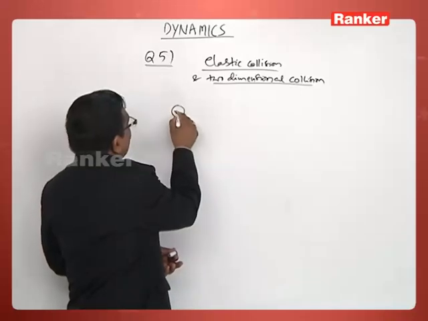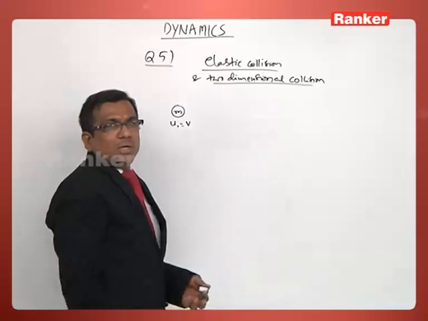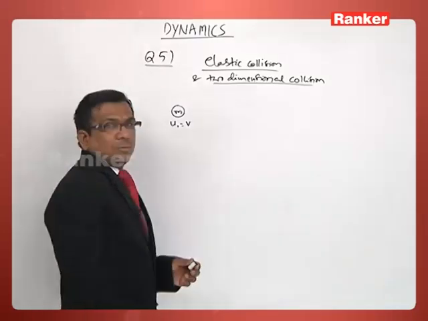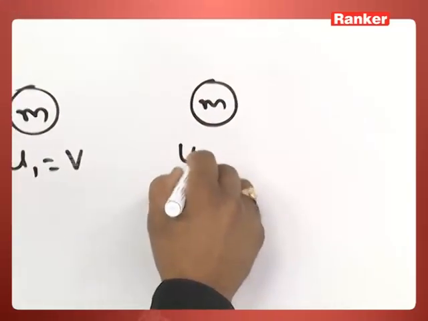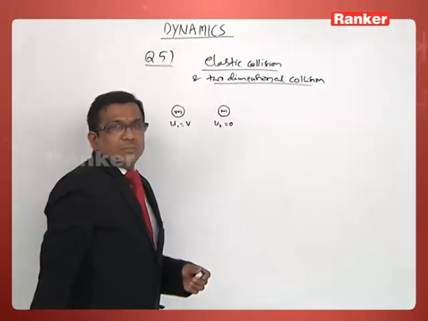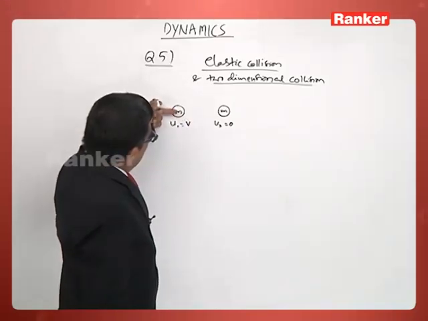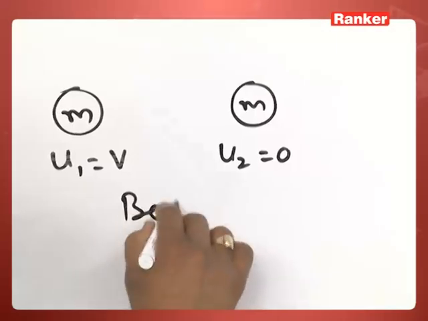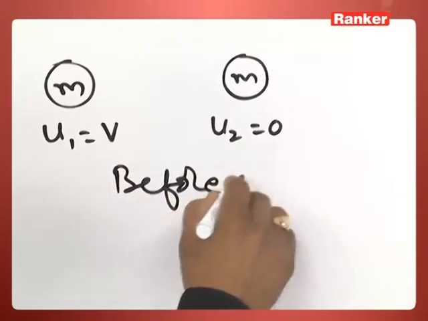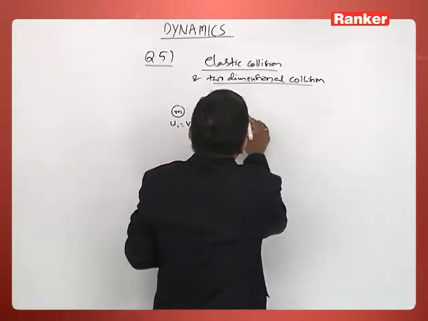This is a particle of mass m. It is moving with a velocity say v. Before collision we call it velocity u1. So u1 is equal to v. It is colliding with another particle at rest. This particle is at rest. If suppose it is a one-dimensional collision, after collision both will move along the same line. But here it is a two-dimensional collision. Therefore this is the situation before collision, and after collision what happens?